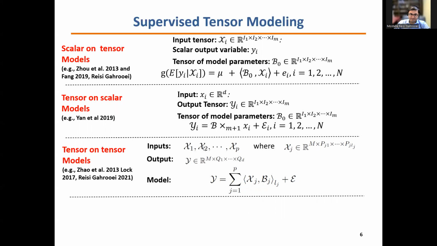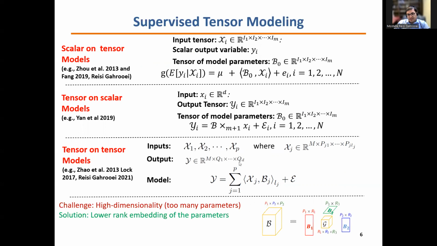a training data. Tensor and tensor models are also available, where the input is either one tensor or a set of tensors, and the output is another tensor, and the goal is to predict the output given the input. Here, the y is a sum of the contractions between the set of parameters b and input tensors. And so there are different techniques to estimate this b. Our group proposed multiple tensor and tensor regression.